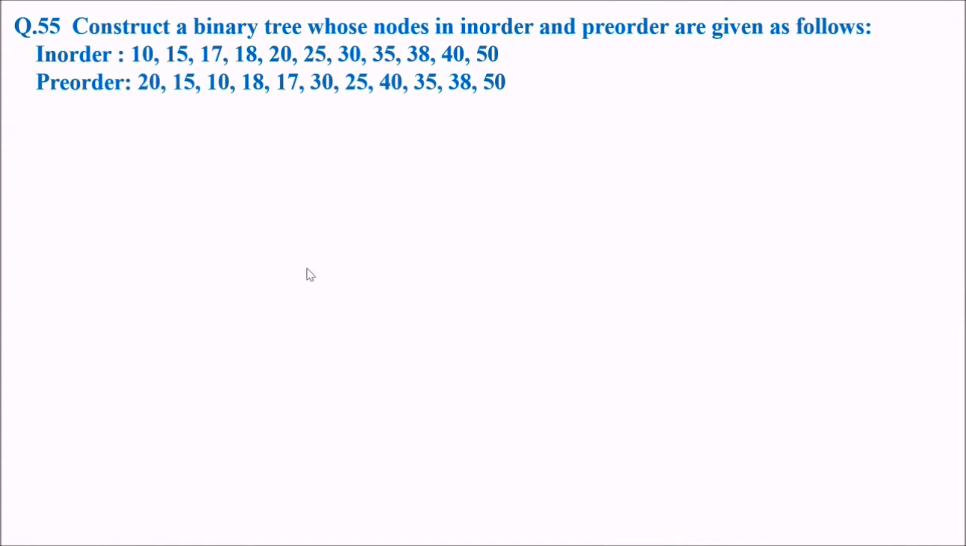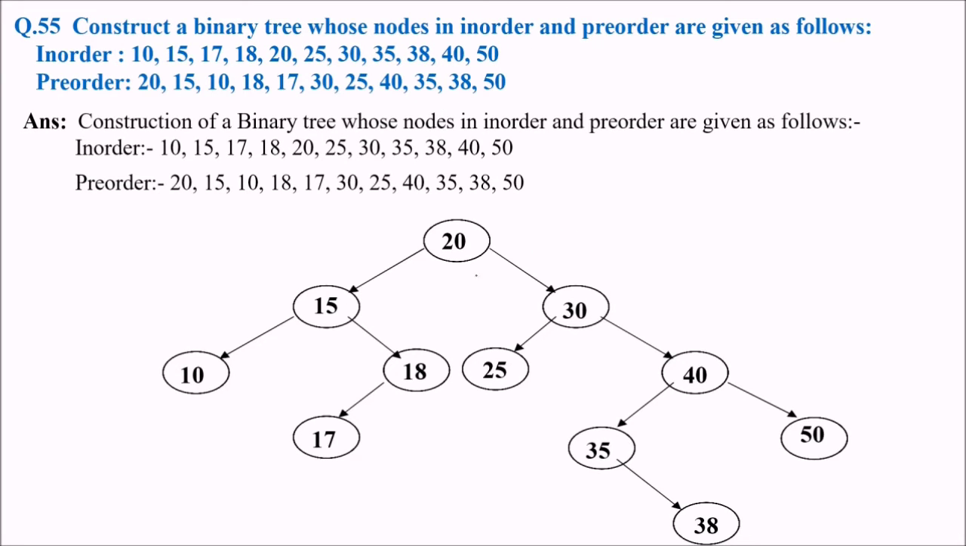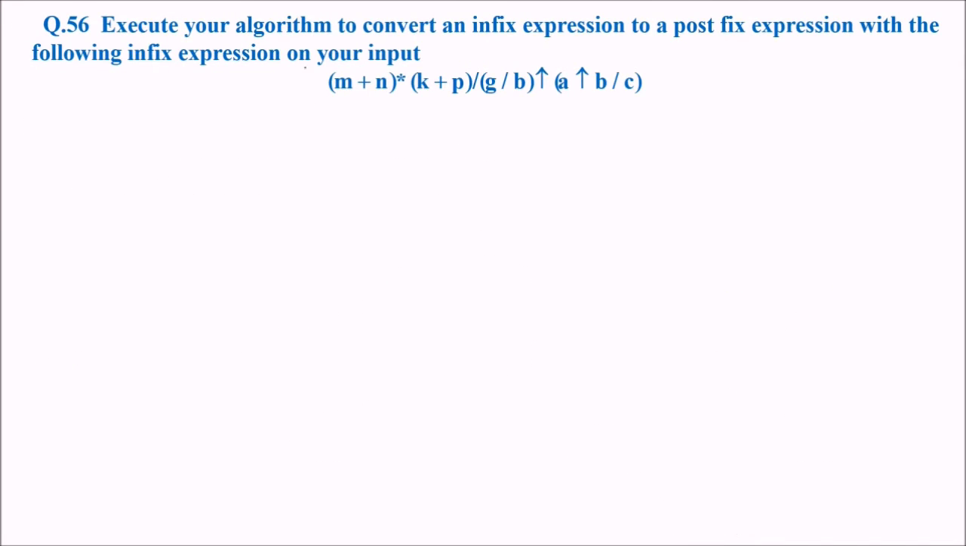Construct a binary tree whose nodes in order and pre-order are given as follows. So this is the answer. I hope we have covered this type of question now. We have a binary tree with in-order and pre-order given, and we can easily find the tree. We'll see if we can directly make it. Otherwise, in coming questions, we'll see step-by-step formation of a binary tree from the elements which are given.